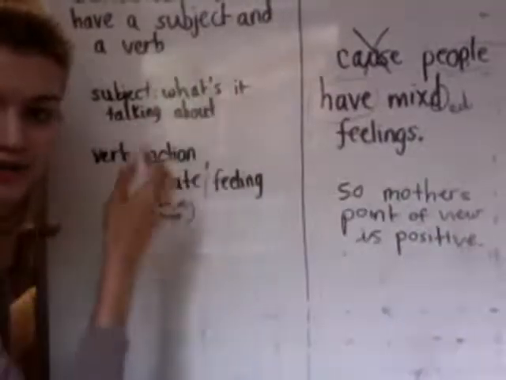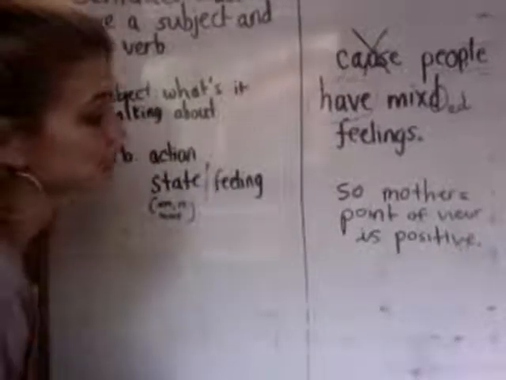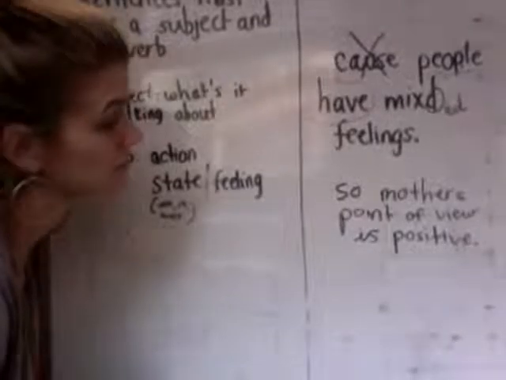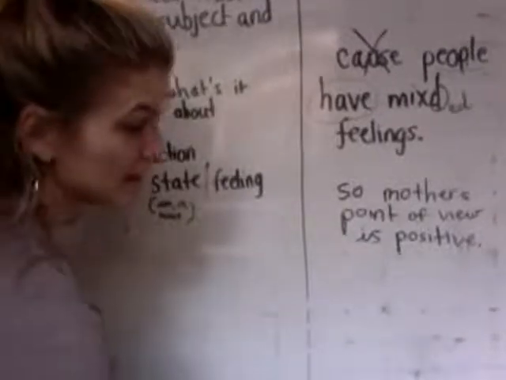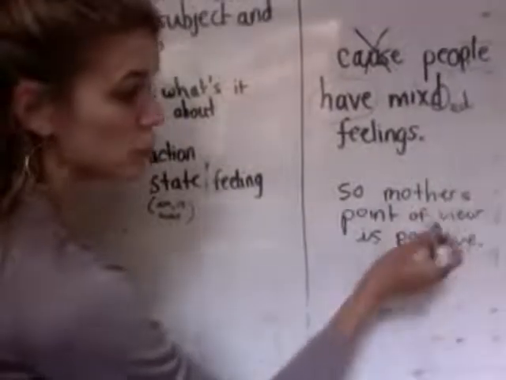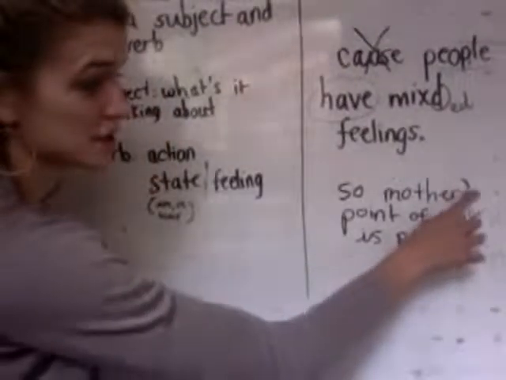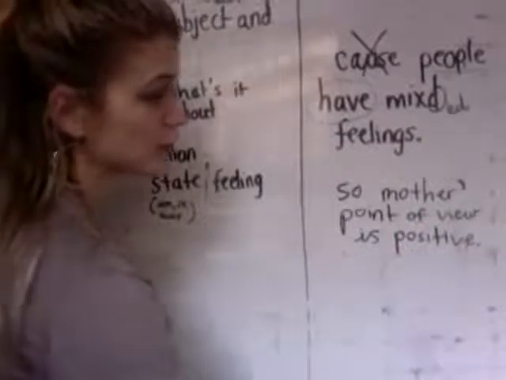Make sure we've got complete sentences. So mother's point of view is positive. First of all, whose point of view? Mother's point of view. It needs an apostrophe because point of view belongs to mom.